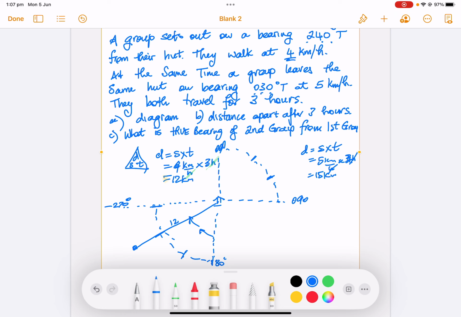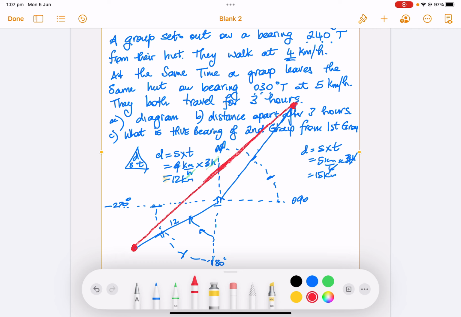So we're going to have slightly longer. So if that's like 4, then we've got 4, 8, 12, 16, all right, about there. So they'll finish up about there, finishing there, okay. The distance apart after 3 hours. Okay, well, this is not easy. We want that distance there.